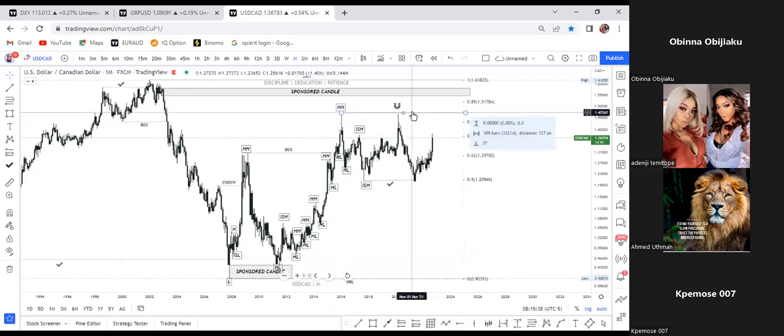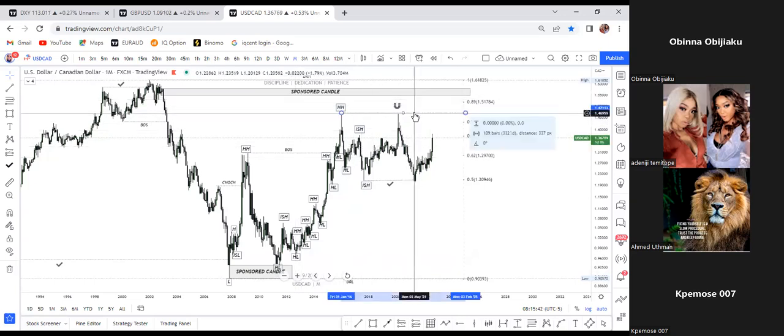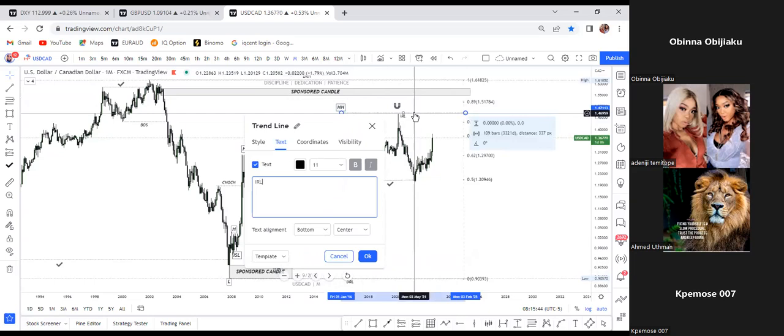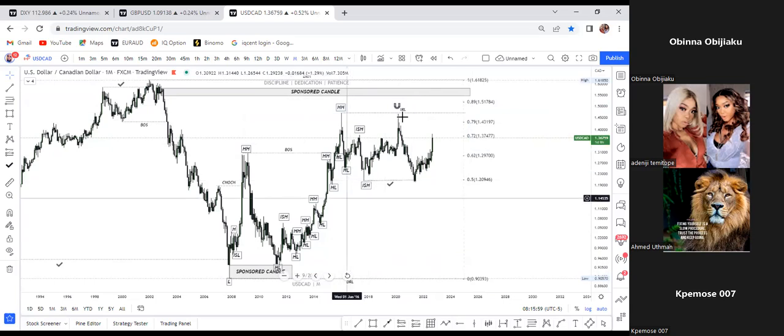This is liquidity on the monthly. It's internal range liquidity. What did I say? On the monthly, it is called internal range liquidity. Internal range liquidity is found inside your range.